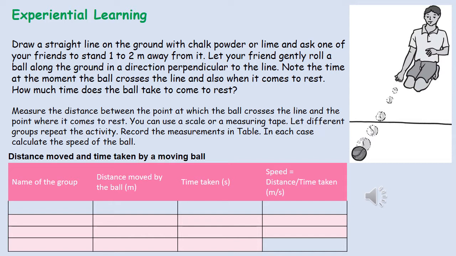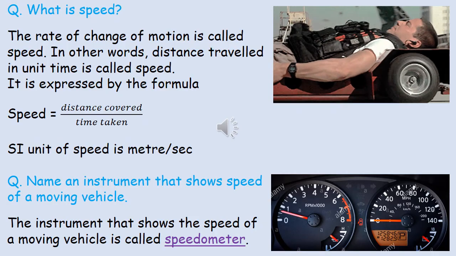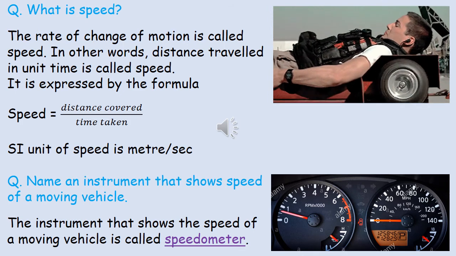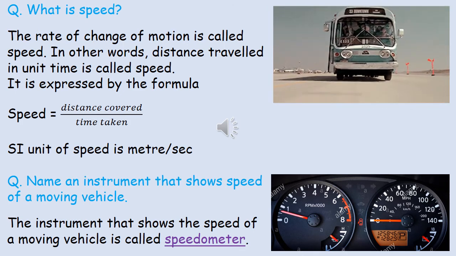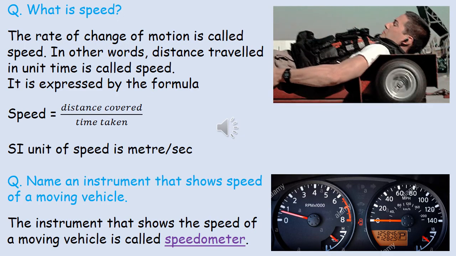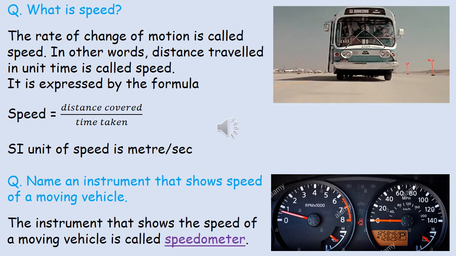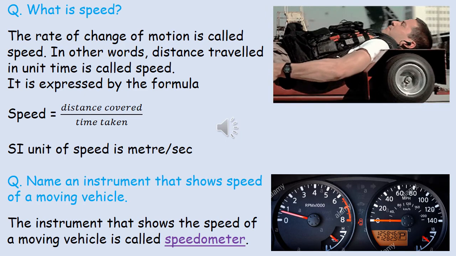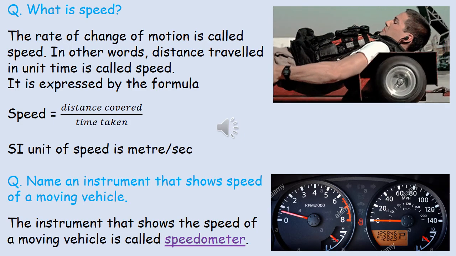You can note down the name of the group, then the distance in meters, then the time in seconds. Then by dividing distance by time, you can get the speed of the ball in meters per second. That is the SI unit of speed. What is speed? The rate of change of position is called speed. In other words, distance traveled in unit time is called speed. It is expressed by the formula: speed is equal to distance divided by time. The SI unit of speed is meter per second.